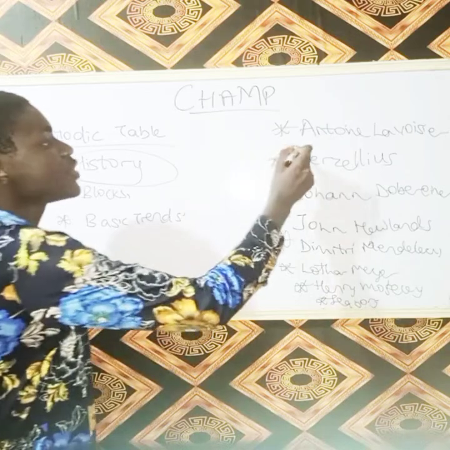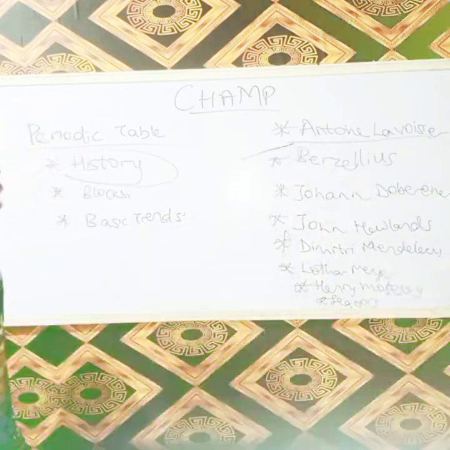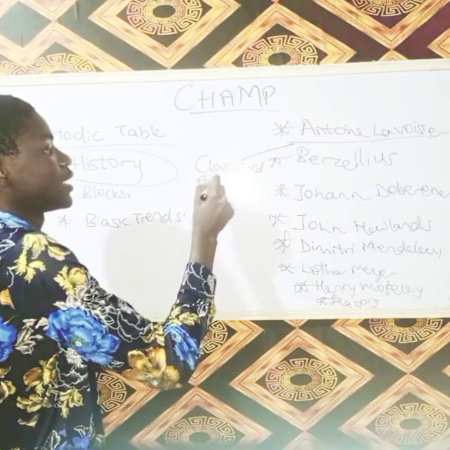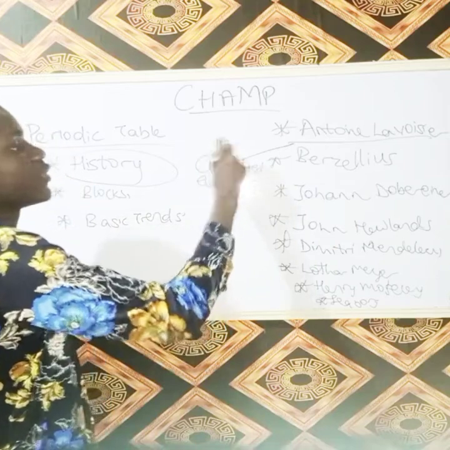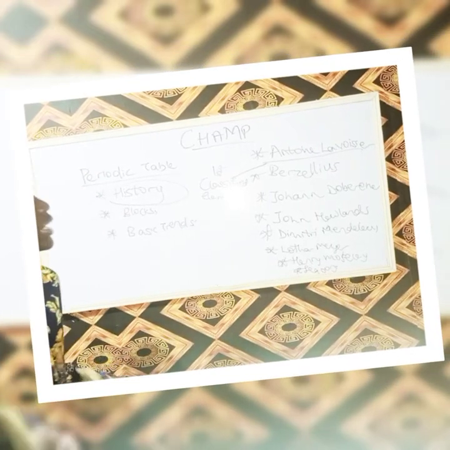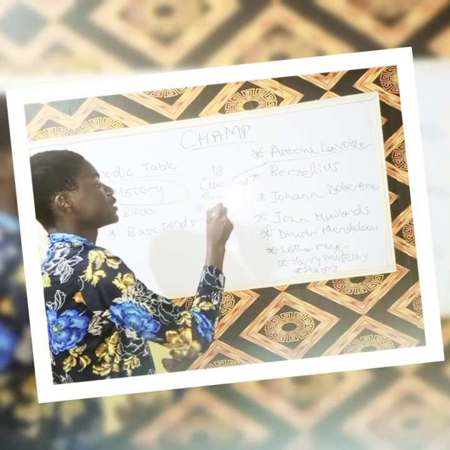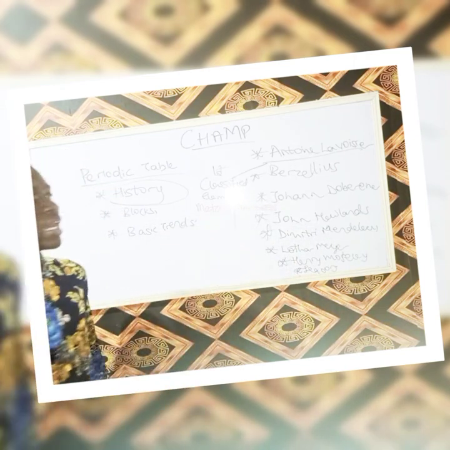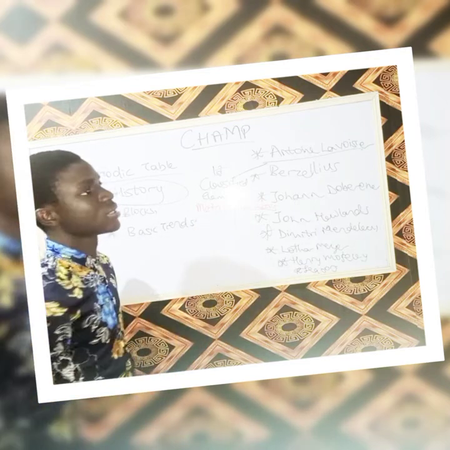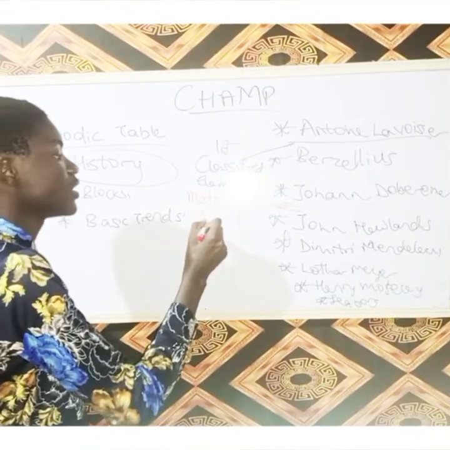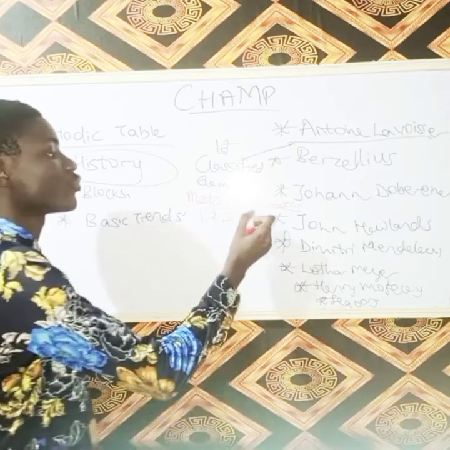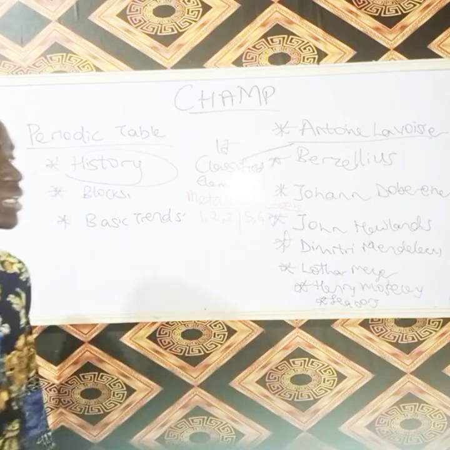Let me start with Antoine Lavoisier. He was the first man to make an attempt to classify elements, and he classified them into two: metals and non-metals. Elements with valence electrons of 1, 2, and 3 are metals. Elements with valence electrons of 5, 6, and 7 are non-metals.